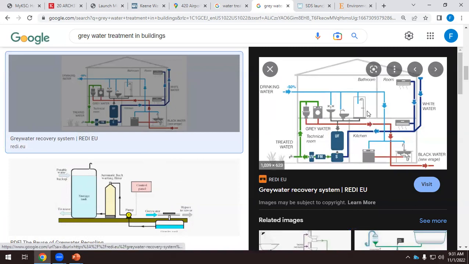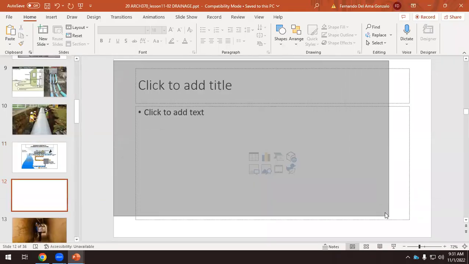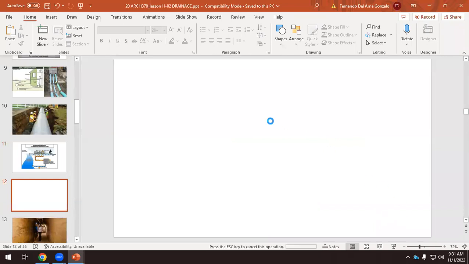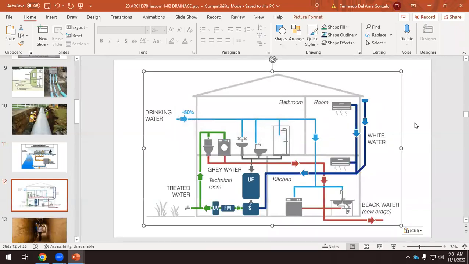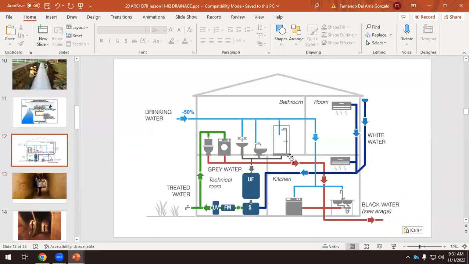I like this view. I'm going to copy this here. So what's this? The water that comes, even from the water machine, yes, because of the temperature. Everything that is considered black water, we get rid of, and it goes to the city sewer system.